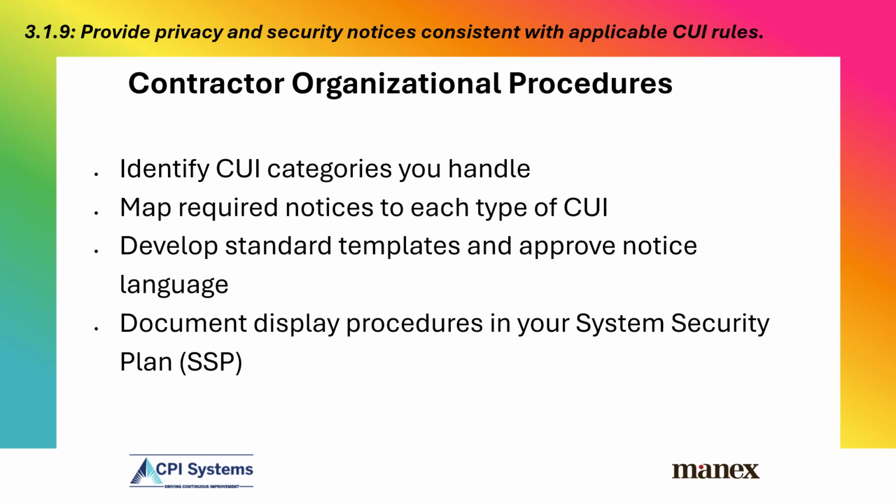As a contractor, let's look at organizational procedures for your organization. 1. Identify CUI categories you handle. 2. Map required notices to each type of CUI. 3. Develop standard templates and approve notice language. 4. Document display procedures in your system security plan. In short, contractors need to define what CUI they handle and have repeatable procedures for how and where those privacy or security notices are delivered and displayed.